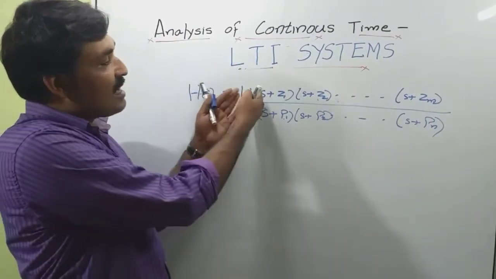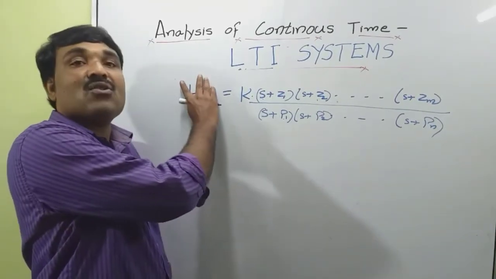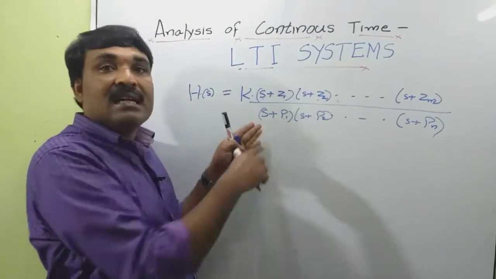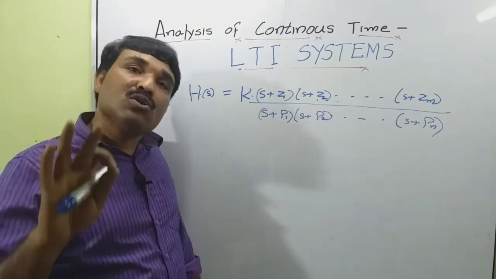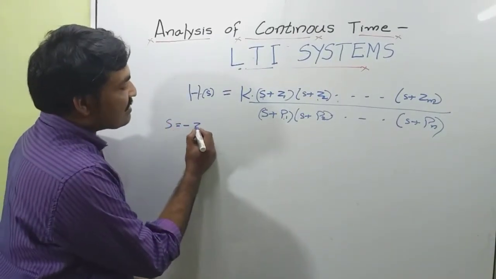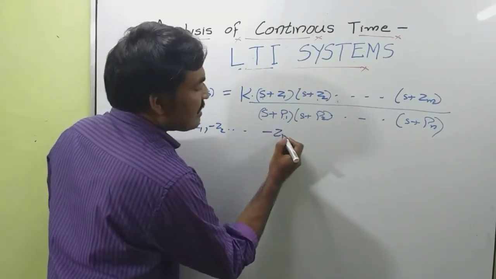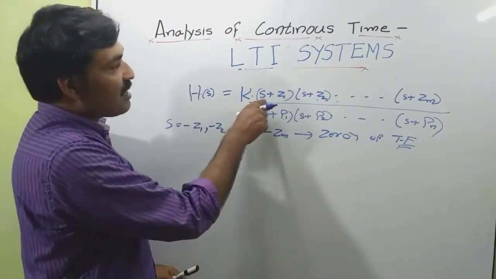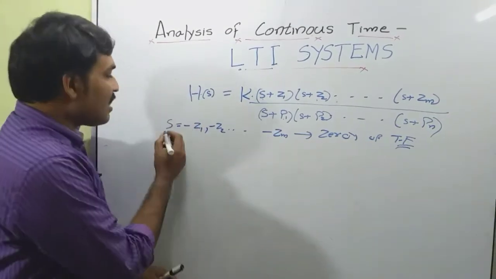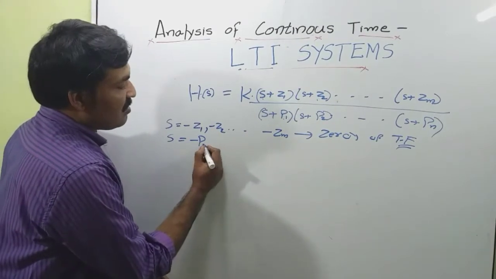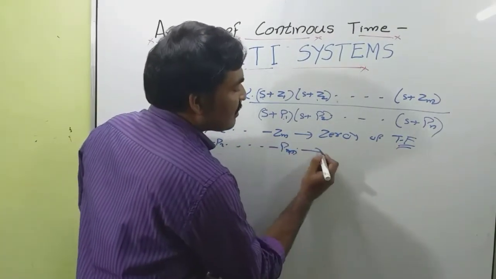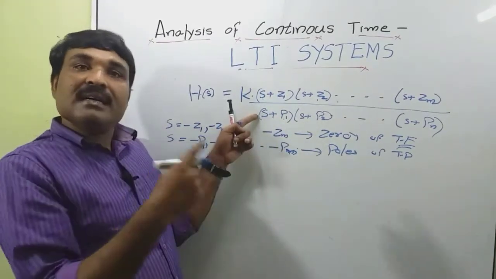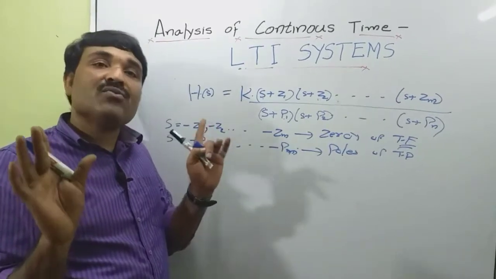When we put those values of s in the numerator, that makes the transfer function H(s) equal to 0. That is called the zeros of the transfer function. When we put those values of s in the denominator, which makes the transfer function infinity, they are called the poles of the transfer function. That means s = -z1, -z2, up to -zm are the zeros of the transfer function. When we put s = -z1, this entire function H(s) becomes 0. Similarly, s = -p1, -p2, up to -pn are the poles of the transfer function. When I put s = -p1 in the denominator, that will make H(s) equal to infinity. These are the poles of the transfer function.